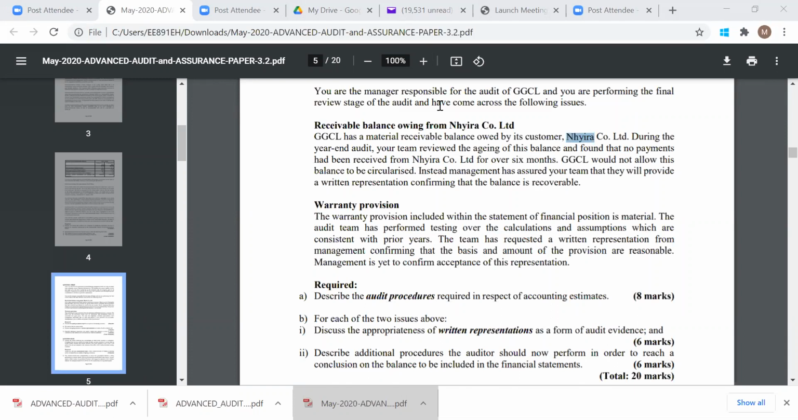Okay. So number one, inquiry. Number two, confirmation. Number three, inspection. Number four, observation. Number five, recalculation. Number six, reperformance. And number seven, analytical procedures. So these seven, please remember it. I beg you. You can't go into the audit exam without knowing it.